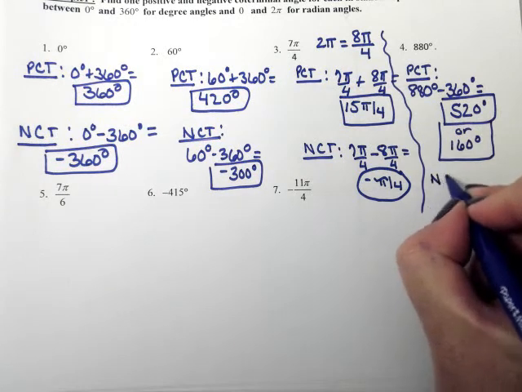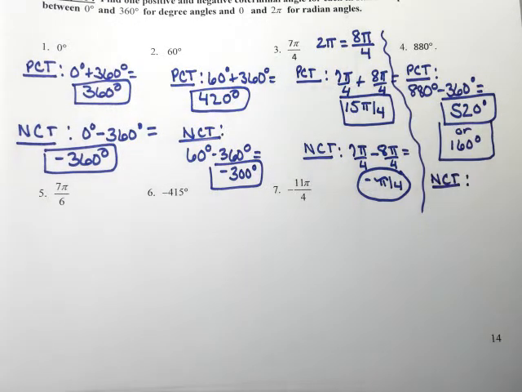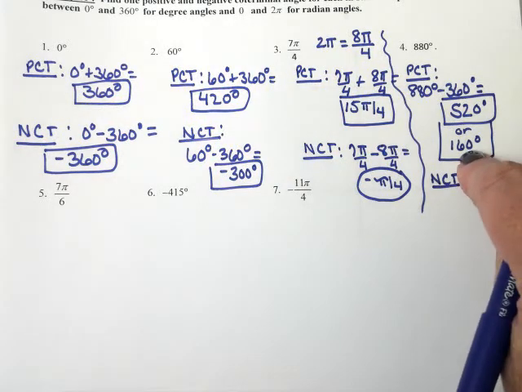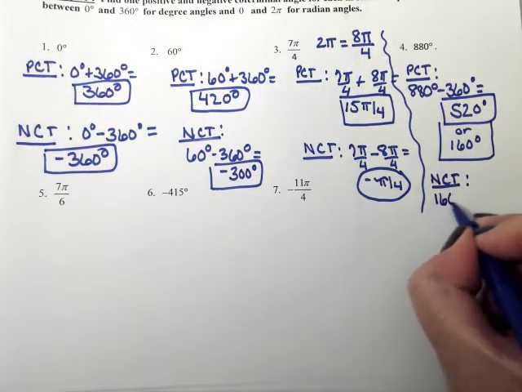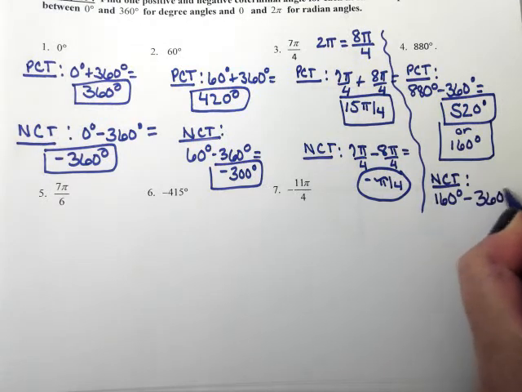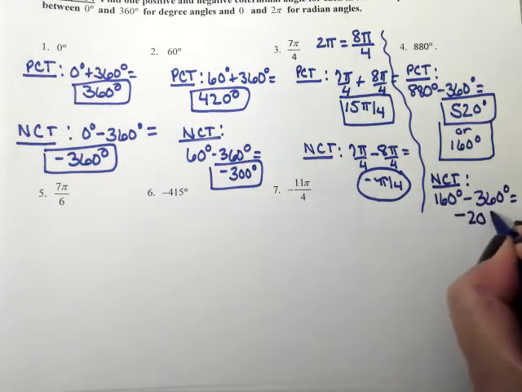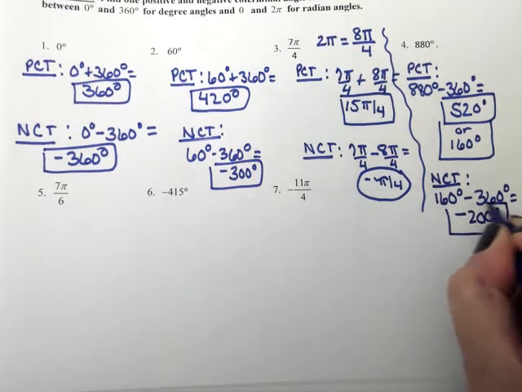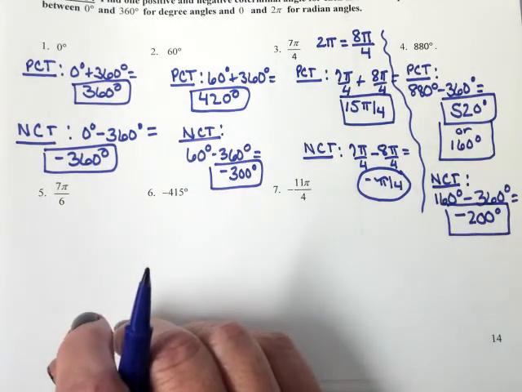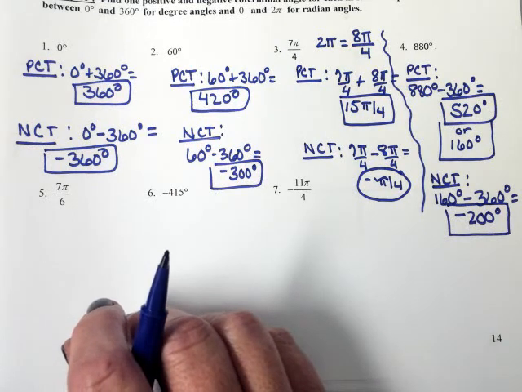Now to find the negative coterminal angle, notice I've been subtracting 360 and subtracting 360. So now what I'm going to do is take 160 degrees and subtract 360 from it, because I need to have a negative angle measurement. So that's going to give me negative 200 degrees. So sometimes you may have to add and subtract a couple times to get that negative angle measurement.